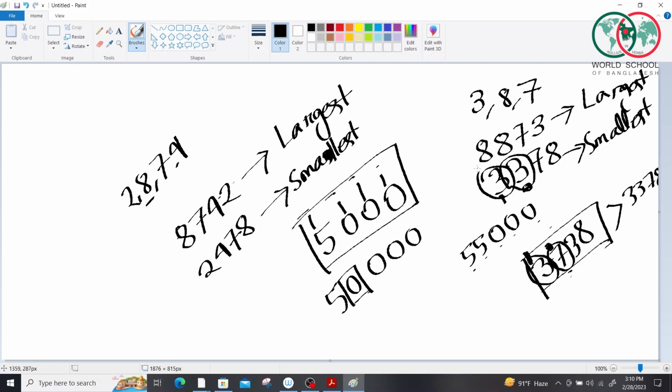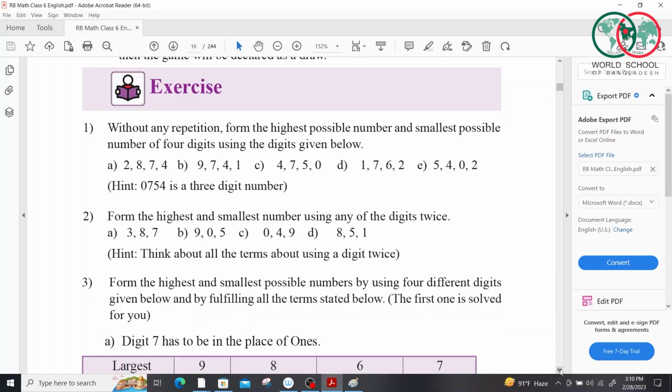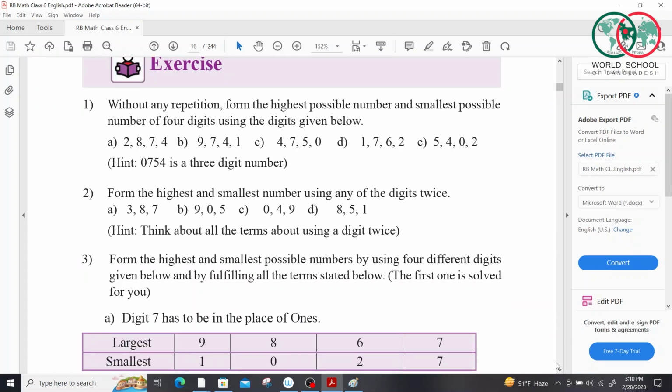And this is the largest number, because obviously the highest digit is on the highest value place. It is on the 1000 place, it is on the 100 place, then it's on the 10 place, 7. In the 1's place there is 3. The rest 3 of them will be done by you.